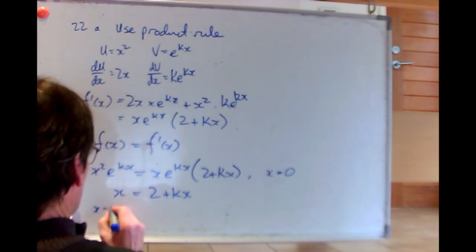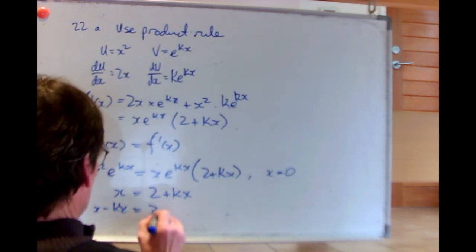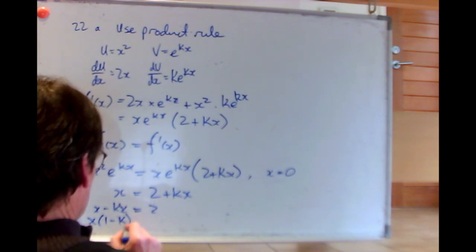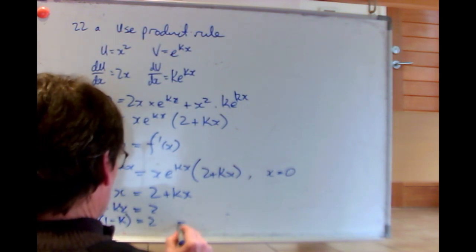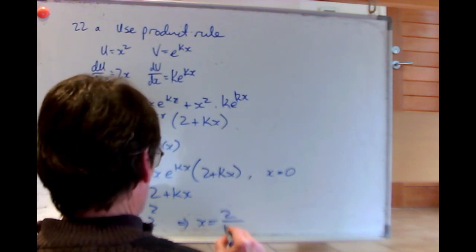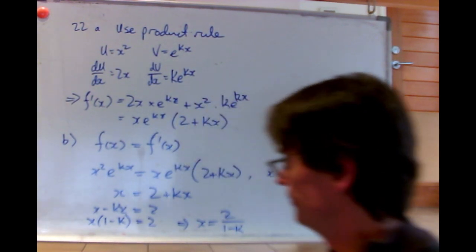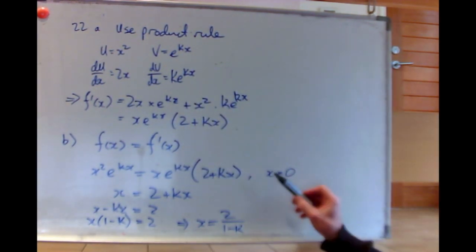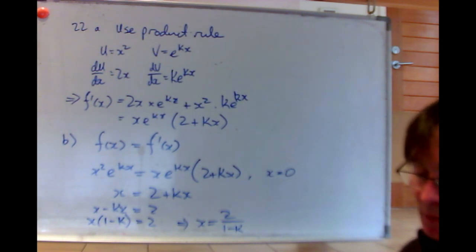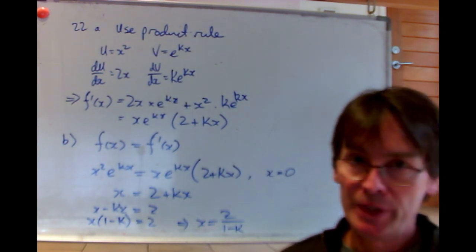x minus kx equals 2x, outside of that, x(1 minus k) equals 2, therefore x equals 2 over 1 minus k is where I got that from. So now we've got two answers, x equals 0 or x equals that. They're my two x values that give me an intersection.